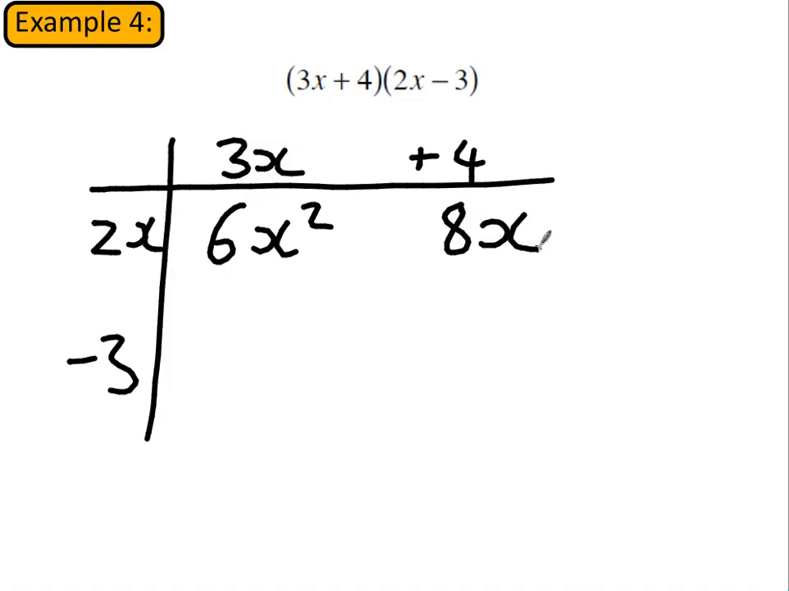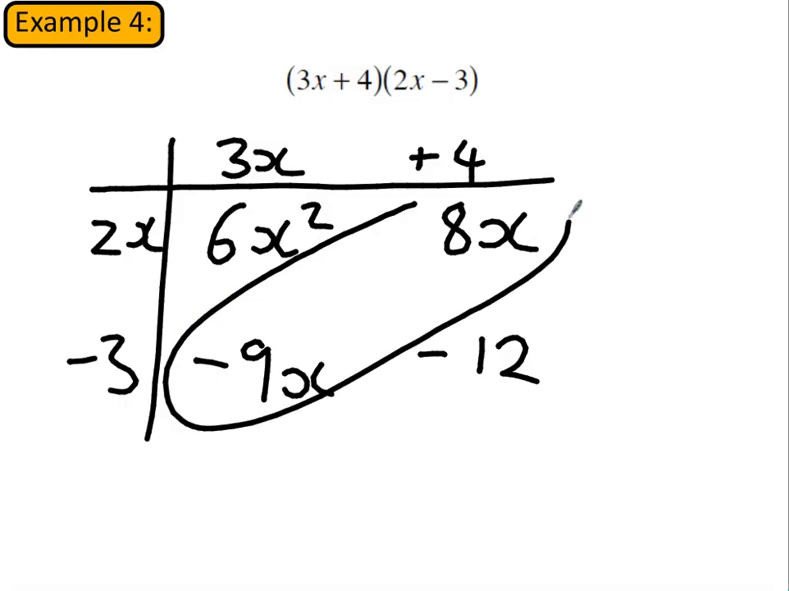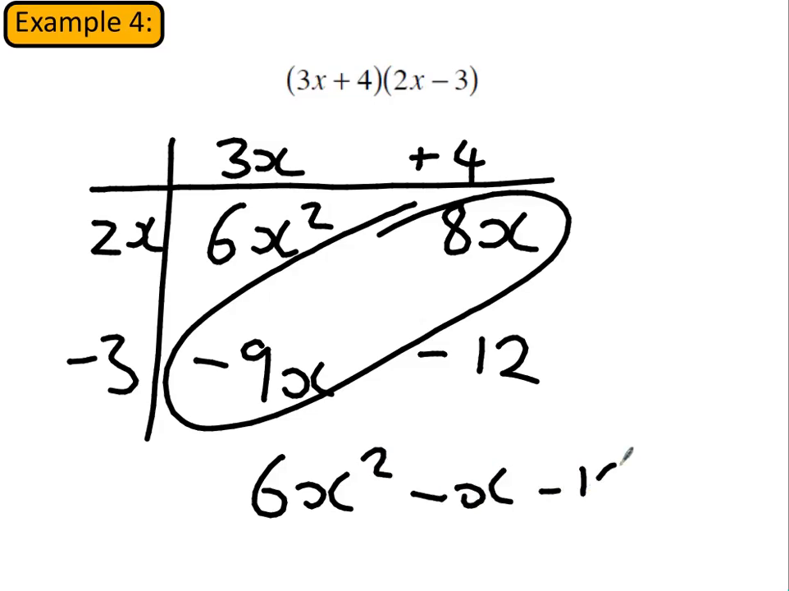3x times minus 3 is minus 9x. Minus 3 times 4 is minus 12. And again, these two are of similar type, so can be added together. We're going to have a 6x squared with a minus x and a minus 12. And that's the final answer there.